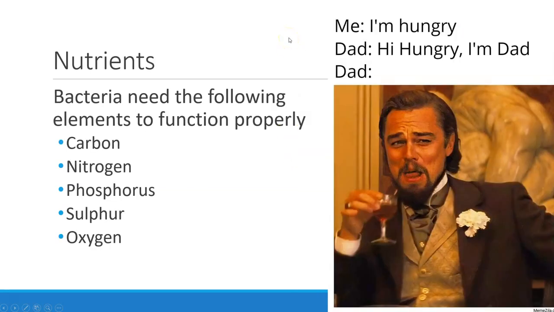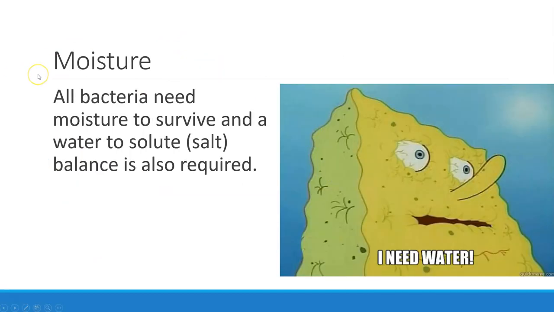So bacteria does need nutrients, otherwise it can't function properly, can't reproduce. So bacteria does need carbon, nitrogen, phosphorus, sulfur, and oxygen. So I'll be writing down the use of nutrients and writing these 5 down. Bacteria also needs moisture. So all bacteria needs moisture to survive, and it needs to have a balance between the inside and outside of the cell, which we know is a process called osmosis. So water to solute or salt balance is required as well. So writing down that moisture is essential.